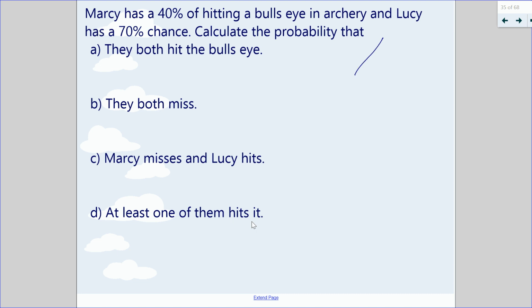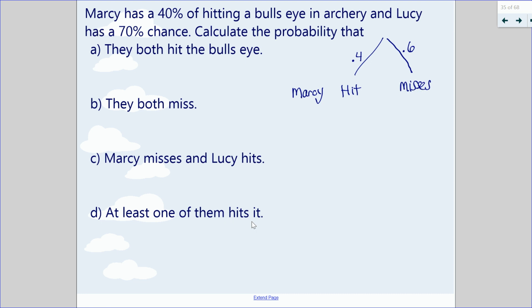You start with a left-right scenario. And the left-right scenario is that one person hits or misses. So what you imagine is one person going first. Since we're first mentioning Marcy, we're going to imagine Marcy going first with a dartboard, and Marcy will hit or she will miss. Since she has a 40% chance of hitting, we're going to write 0.4, and a 60% chance of missing, because those two events are complementary, we're going to write 0.6 there. It's always good to write those in decimal form.